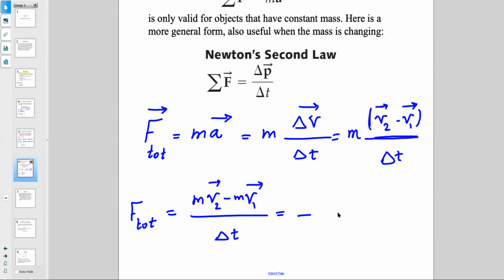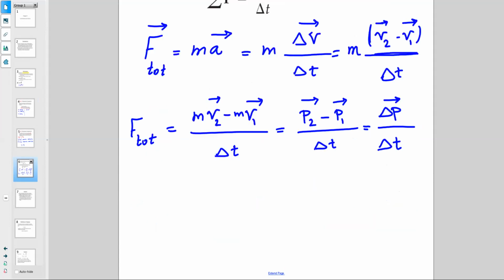So I have p2, because mv2 is p, right? m times v, mass times velocity, is momentum. So mv2 is p2, and mv1 is p1, okay, over delta t. So I have delta p here, p2 minus p1, I have delta p over delta t, all right?